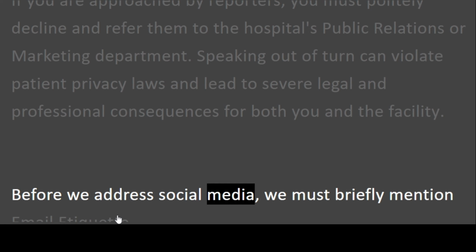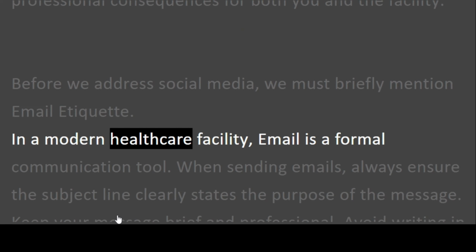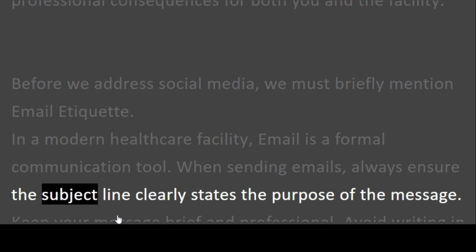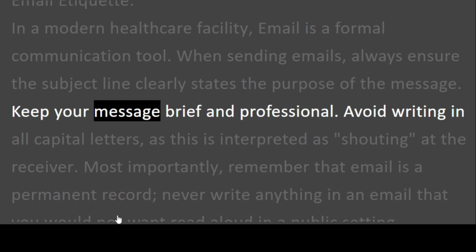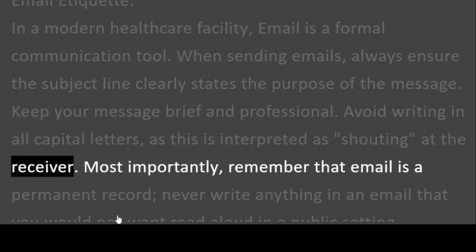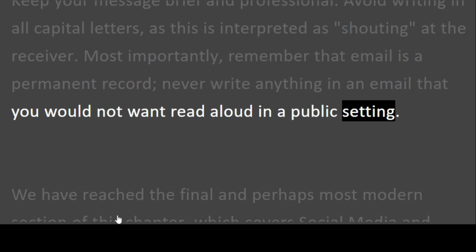Before we address social media, we must briefly mention email etiquette. In a modern healthcare facility, email is a formal communication tool. When sending emails, always ensure the subject line clearly states the purpose of the message. Keep your message brief and professional. Avoid writing in all capital letters, as this is interpreted as shouting at the receiver. Most importantly, remember that email is a permanent record. Never write anything in an email that you would not want read aloud in a public setting.